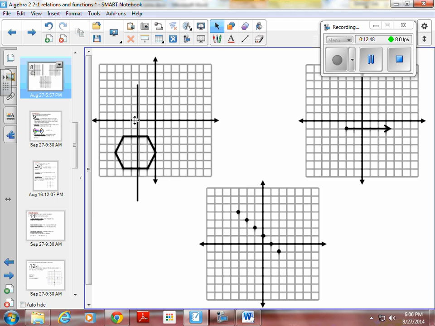So this one's not a function. The vertical line touches 2 points right here and right here. If I move it over, it still touches 2 points right here and right there. This one is a function. It only ever touches 1 point. This one is a function, only ever touches 1 point. So vertical line test and function.